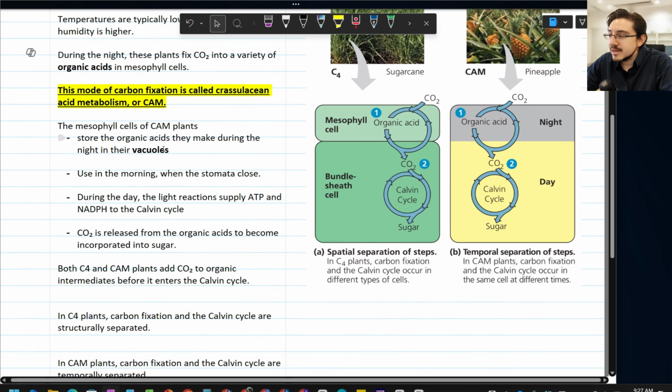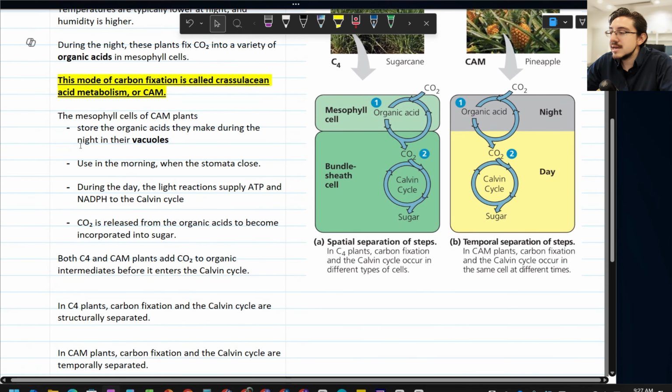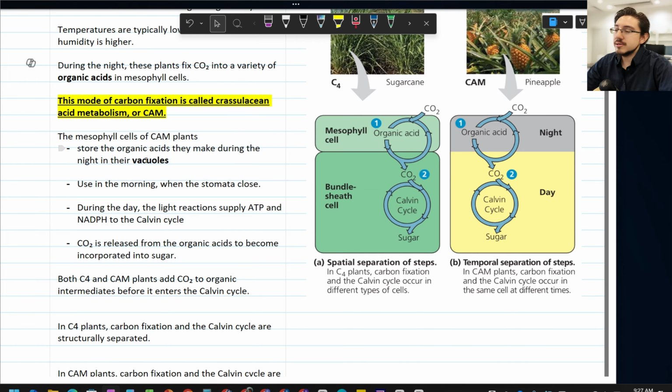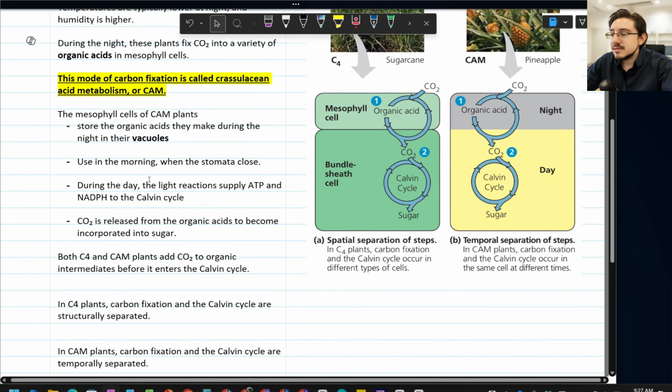So what happens here is that these cells store organic acids that they're making during the night in their vacuoles. So their vacuoles can serve as a kind of backpack to house all these acids that are containing these carbon atoms. In the morning, when the stomata close, they will liberate these organic acids where they could be used in the Calvin cycle. They can extract the carbon dioxide so it can be incorporated into sugar, right?